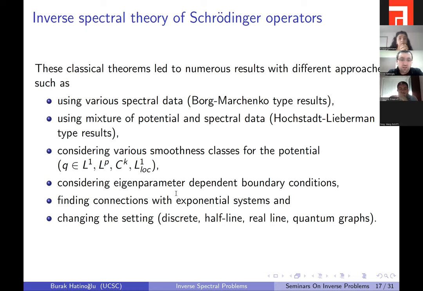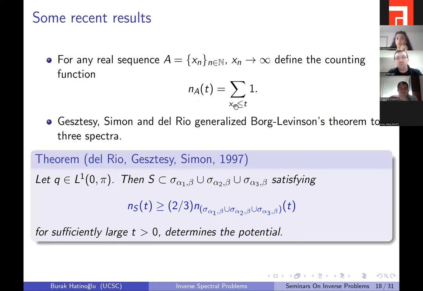And of course, one can change the setting. One can work with infinite matrices, with Jacobi operators. One can work with Schrodinger operators on the half line, the real line, or also quantum graphs. Let me consider some examples of relatively recent results. First, in these results, we will consider the following counting function. Namely, n sub A of t will count the elements in a given set A which are less than t. If we consider A as our spectrum, we know that it is bounded below. So for any subset of the spectrum, this counting function will be well defined.